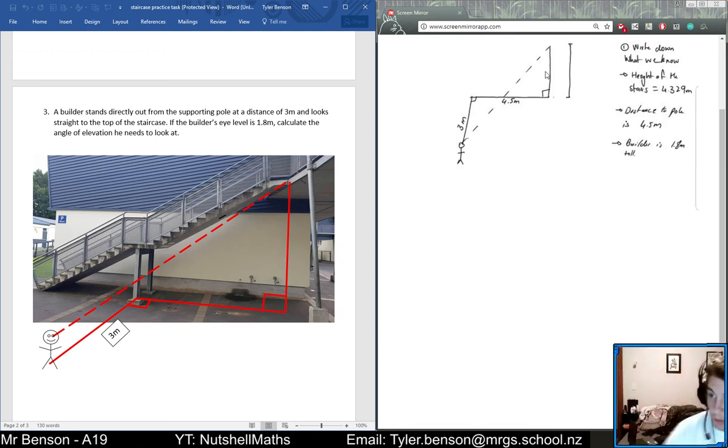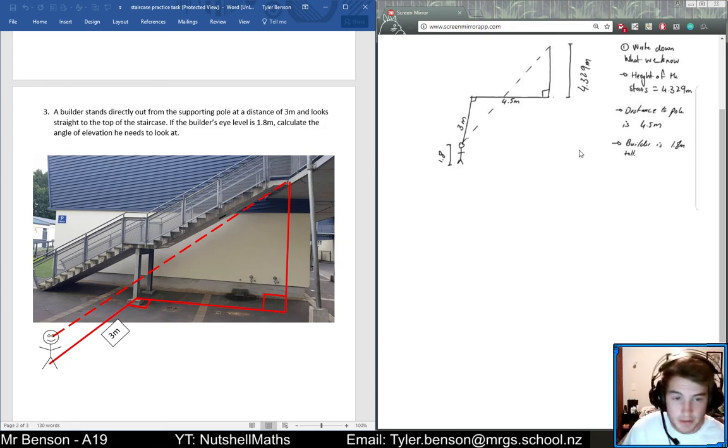Let's put all that information on the picture. I've put it on my picture here. I would draw on this if I was you guys, but again, I can't really draw on here. So let's add our builder, who is how tall? 1.8. We've added the 4.5, the 3 is already there. What else is left to add? The height of the stairs. This is 4.329 meters.